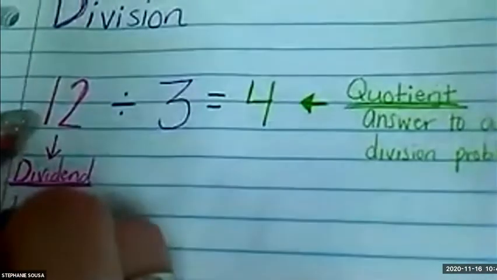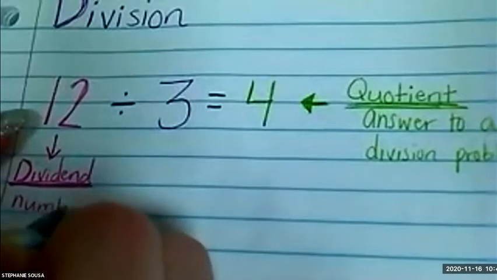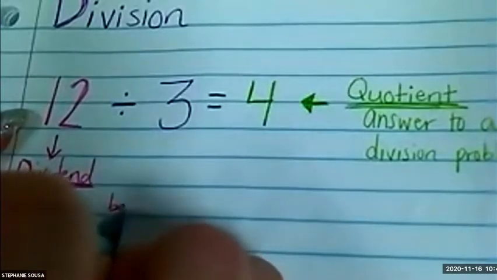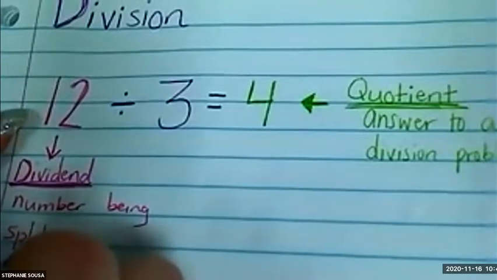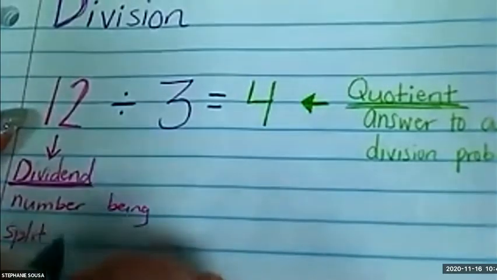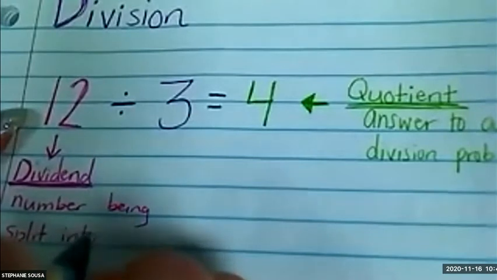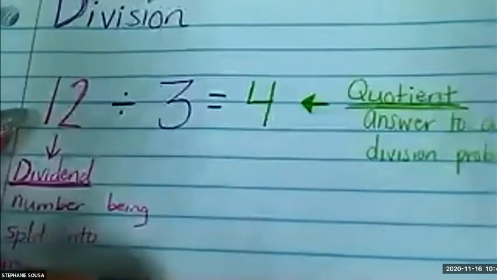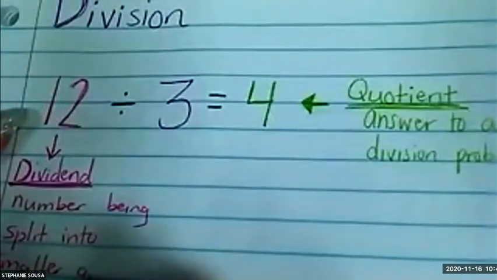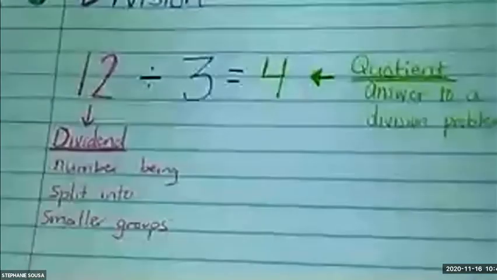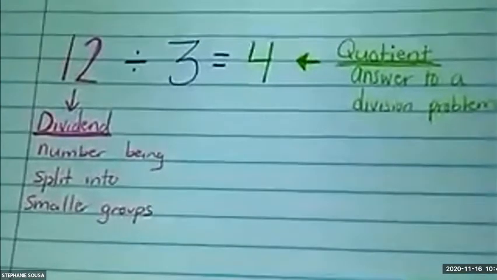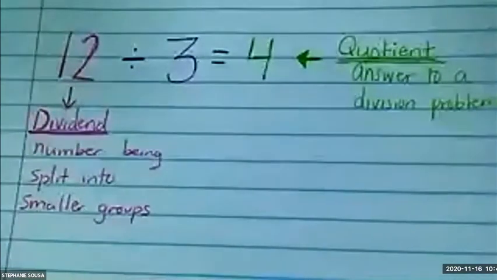So the dividend is the number being split into smaller groups. So a dividend is the number being split into smaller groups. Move my camera around there. There you go.